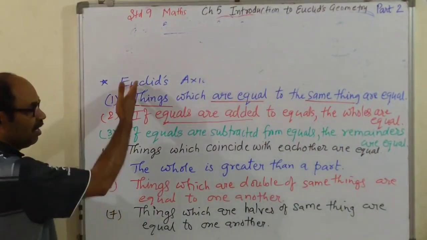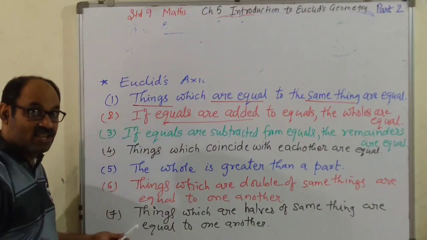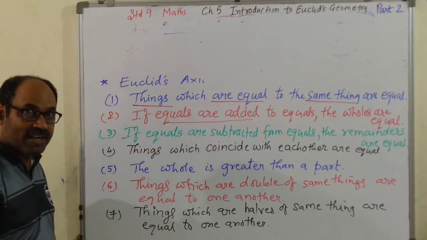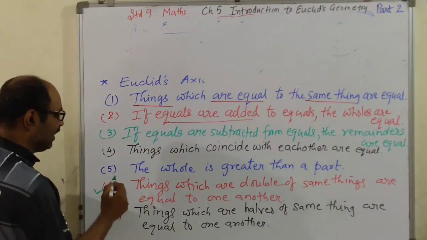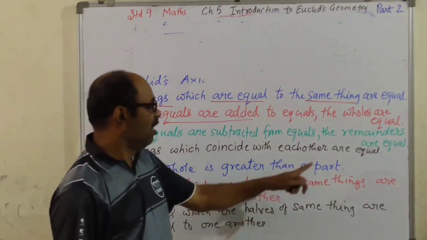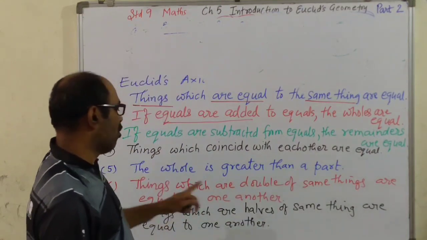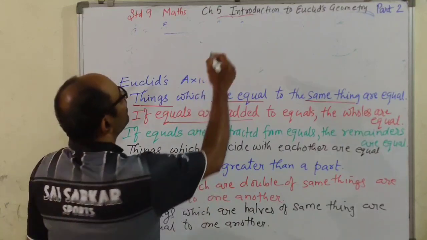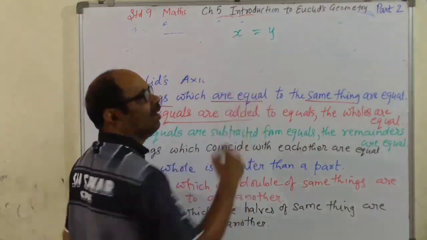Now let's see two more postulates or axioms, either postulates or axioms. Here these are axioms, okay, because they are not related to geometry. Number 6, things which are double of the same things are always equal to one another. See, these two things are equal.